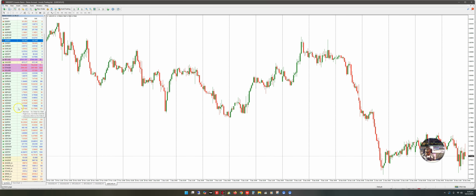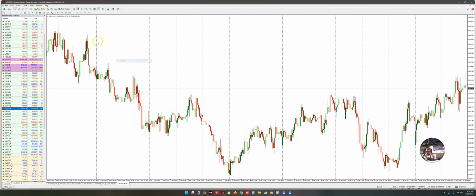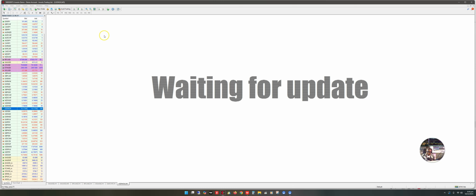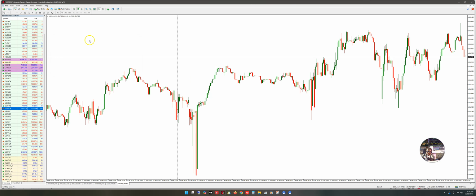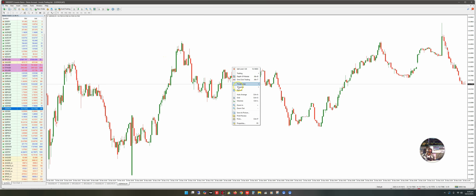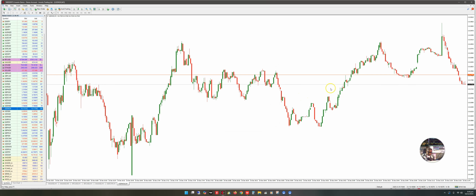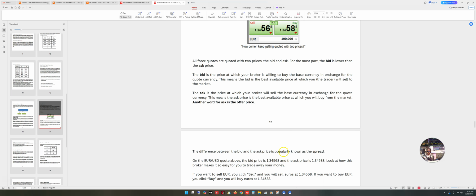For context's sake, let's open USD NOK and load our naked chart. Now, if we drop to a 1 minute or 5 minute time frame, to easily identify the spread, right click, go to properties, then go to common, and you can add show ask line. With that, you'll be able to see that the difference between the ask and the bid price is your spread.